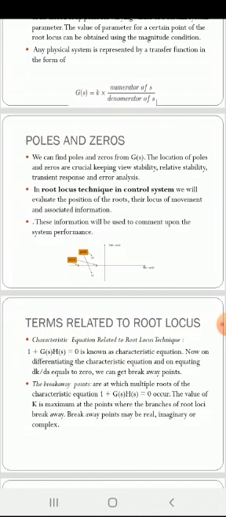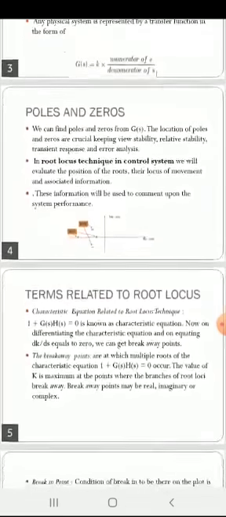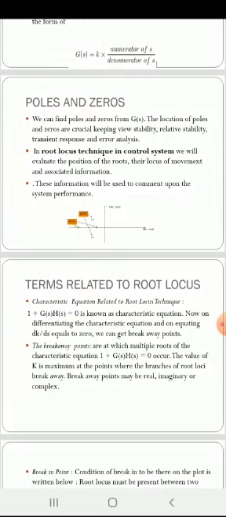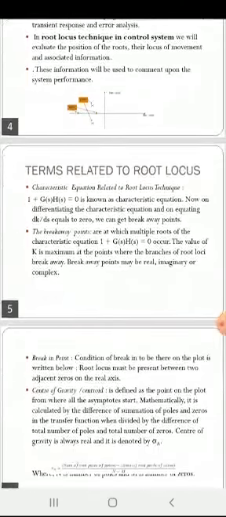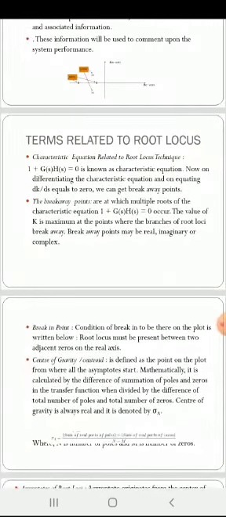The value of K is maximum at the point where the branches of the root loci break away. Breakaway points may be real, imaginary or complex. Now what are break-in points? The condition for break-in to be there on the plot is written below. Root locus must be present between two adjacent zeros on the real axis.